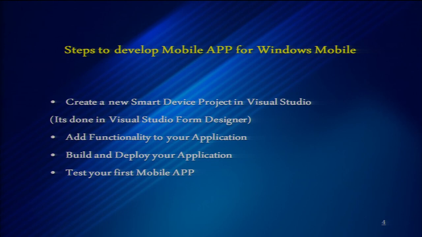Let us briefly see the steps that are used to develop the mobile app for the Windows mobile operating system. As a first step, we have to install Visual Studio, then we have to create a new smart device project in Visual Studio, and it is done in the Visual Studio Form Designer. So, once Visual Studio is installed, we go to the Visual Studio Form Designer and create a new smart device project. The word smart device project is used because mobile devices are smart devices, and we are developing the mobile app for them. Then we have to add the functionality for our application.